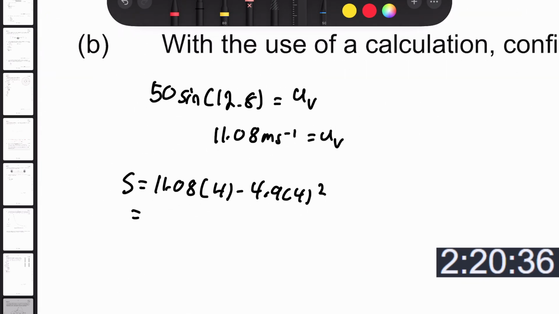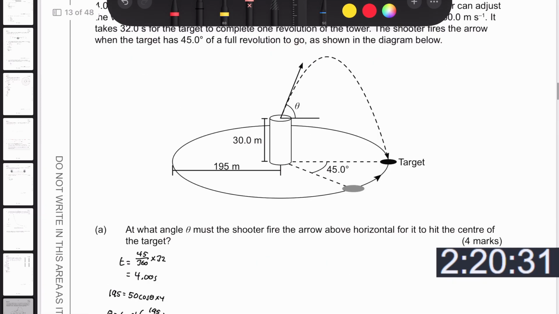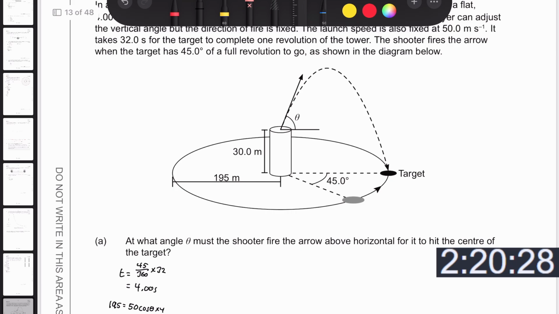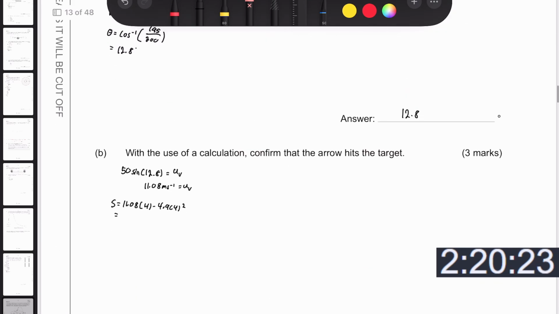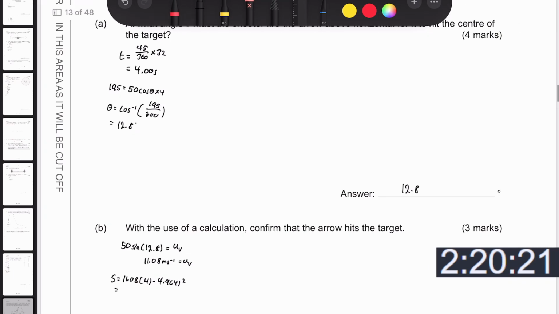This is nerve-wracking. I don't know if I'm going to get the right answer. 4 squared, negative 34. Negative 34 meters. 50 sine of 12.8, answer times 4, minus half of 9.8 times 4 squared, negative 34 meters.